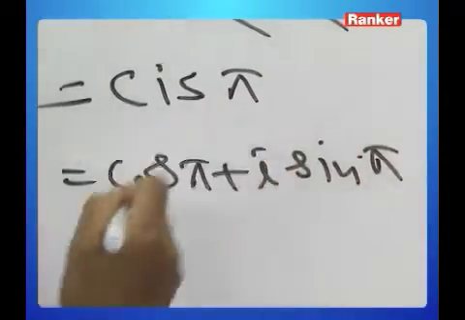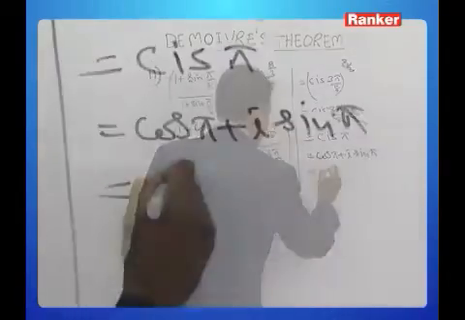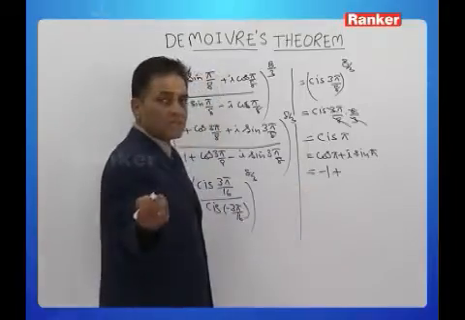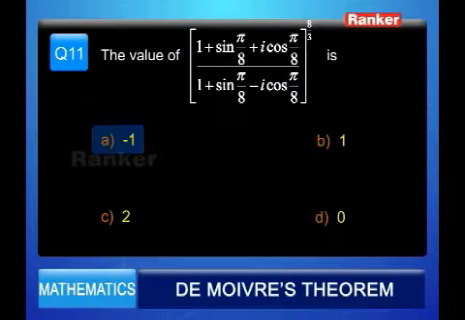What is the cos pi value? Cos pi is minus 1. i sin pi, sin pi is 0. So, your answer is minus 1 and the right option is the first option. So, the first option is right and minus 1 is the first option.